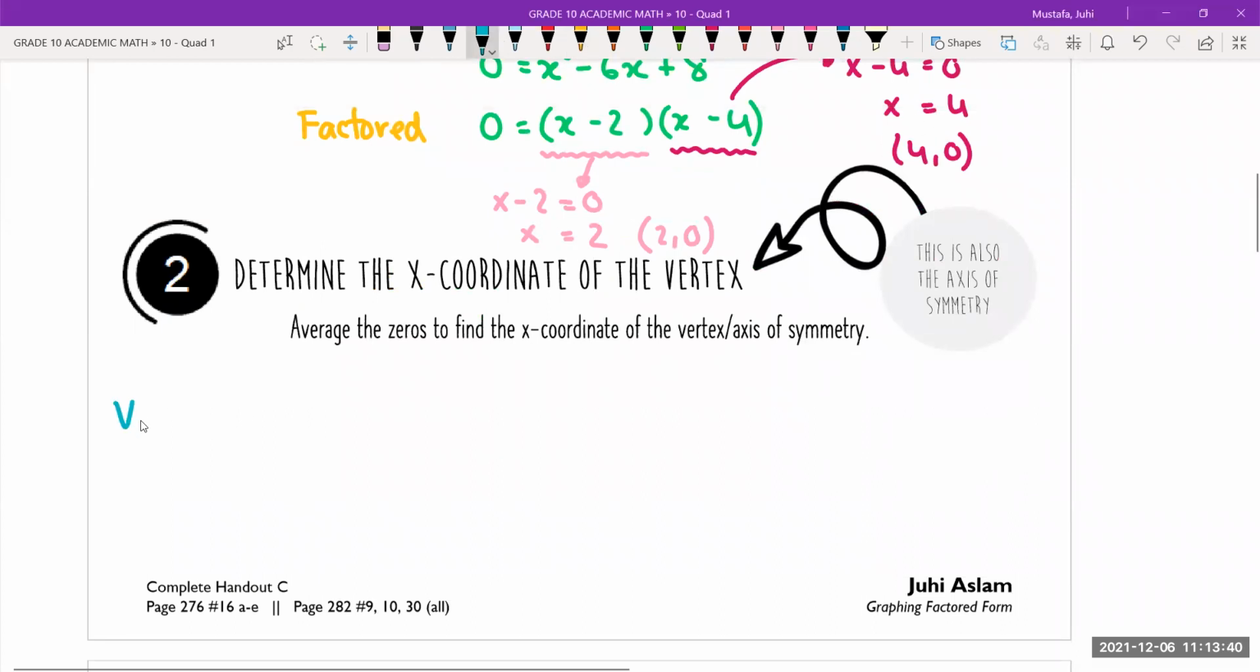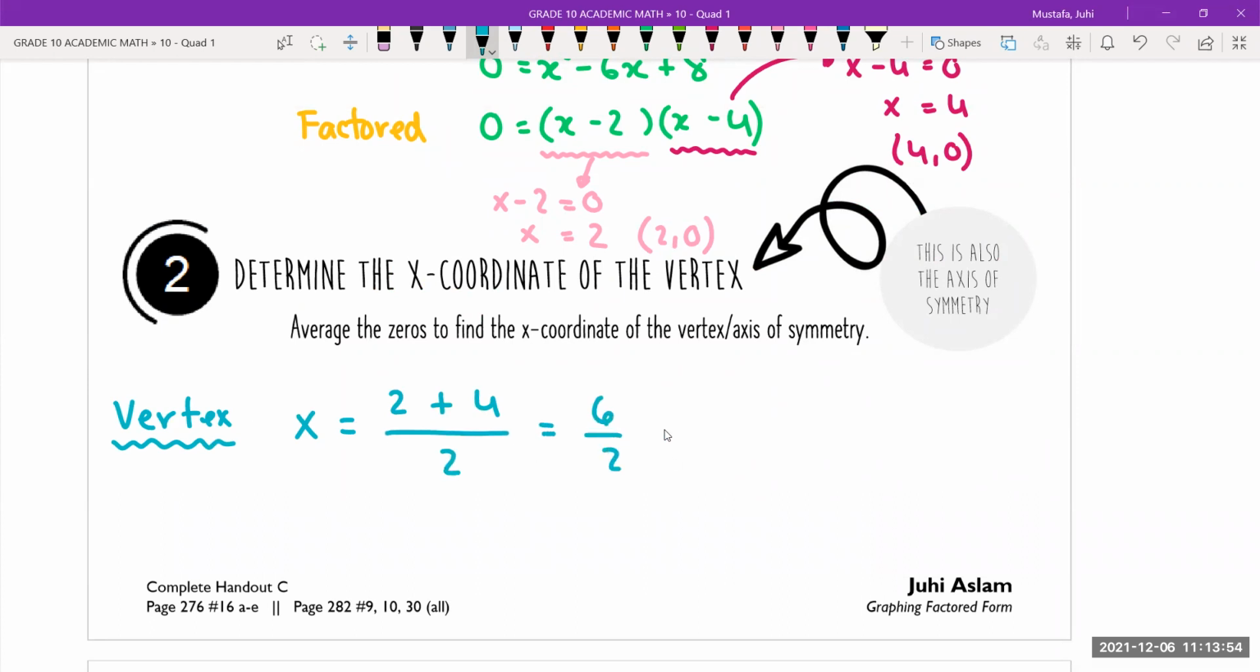So again, to find the x coordinate of our vertex, it's going to be x is equal to the average of these 2 points. So you're going to go 2 plus 4, this number plus this number, divided by 2, which is 6 over 2, which is going to be 3. So that basically means if we have our vertex as a point, one of the values is 3, and we need to figure out what the second value is. We need to figure out the y of the vertex.